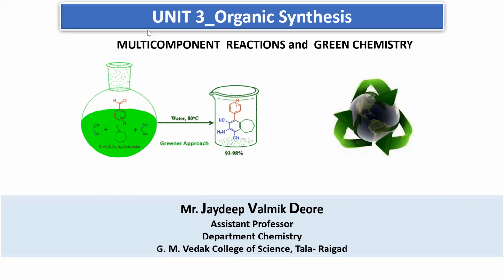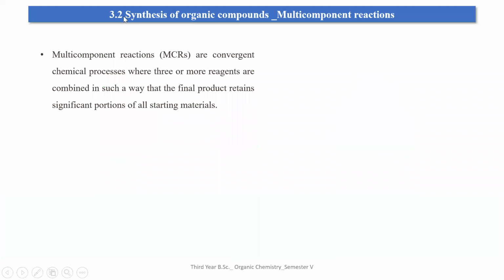But today we are going to consider multi-component reactions and green chemistry. A part of green chemistry we are going to learn, right? So now let us start the lecture. What is meant by multi-component reaction? Multi-component reactions are convergent reactions. Convergent reactions mean the reactants can be synthesized from different routes and then react in the final reaction to get the product. So these multi-component reactions are convergent chemical processes in which three or more reagents are combined in such a way that the final product retains a significant portion of all starting materials.